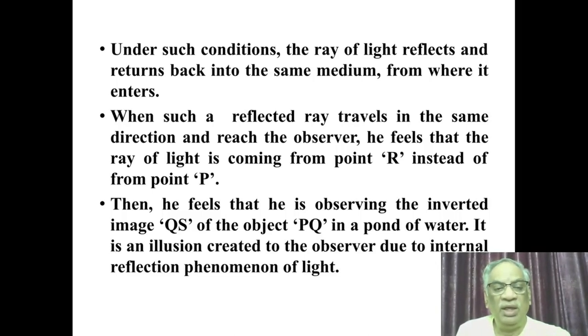When such a reflected ray travels in the same direction and reaches the observer, he feels that the ray of light is coming from a point R instead of from point P. So this makes him feel that he is observing the inverted image QS of the object PQ in the pond of water. So it is an illusion created for the observer due to total internal reflection of light.